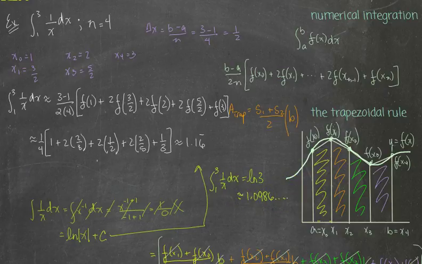So even though the value is not exact because I'm dealing with the natural log, you can see that it's a pretty close approximation to what I got using the trapezoidal rule.